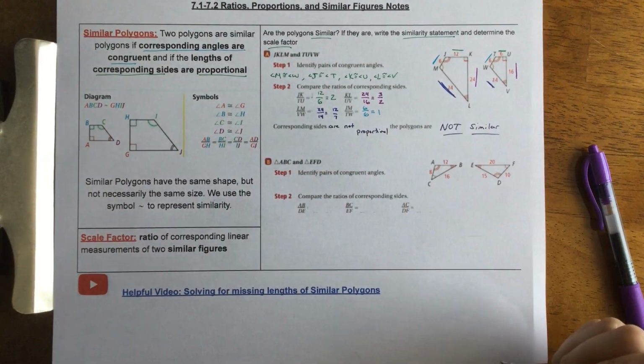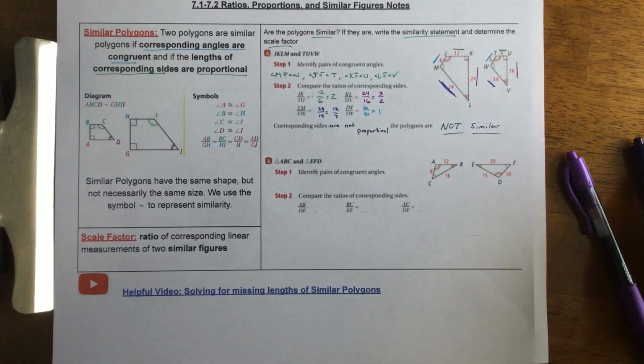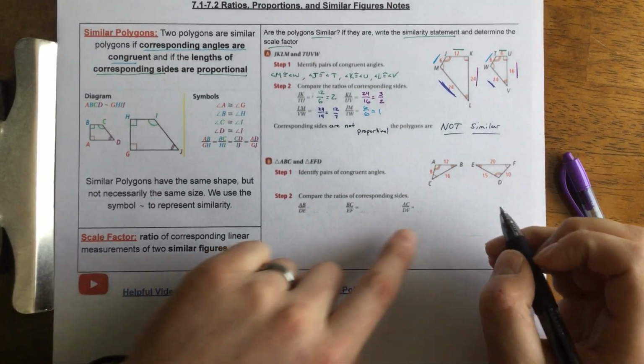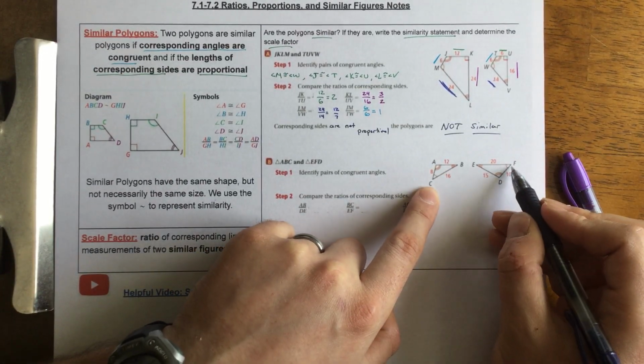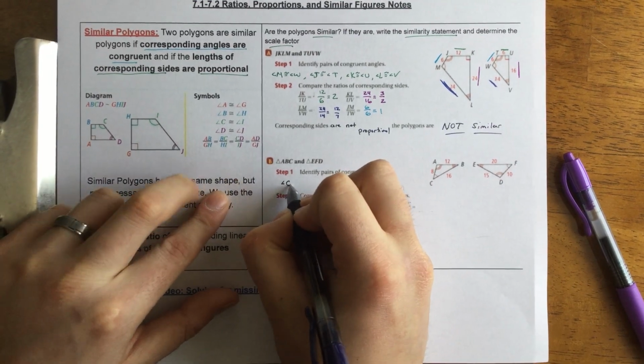But let's take a look at the next example. Let's first identify the congruent angles. So angle C is congruent to angle F.